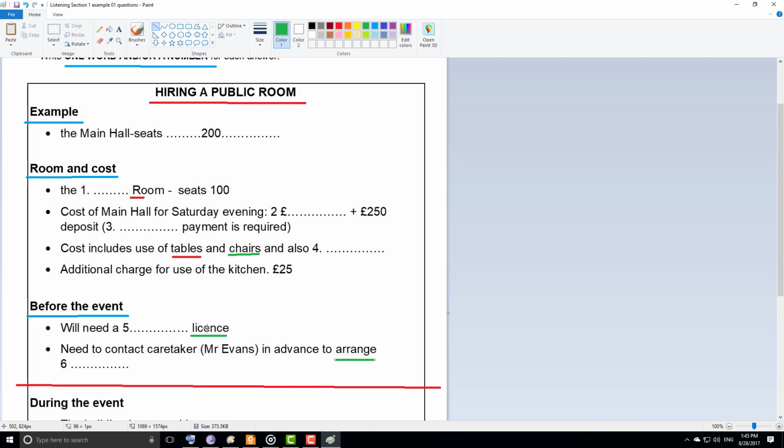Now, of course, with keywords, you might not hear the exact same word in the recording. They might use a synonym or they might use a paraphrase. But where it's too hard to try to guess what the answer is going to be, or to predict what the answer is going to be, just take some keywords and think about some possible synonyms.